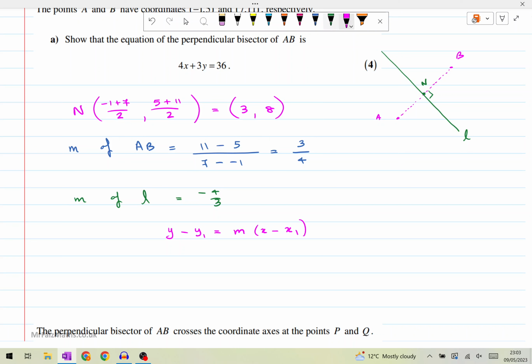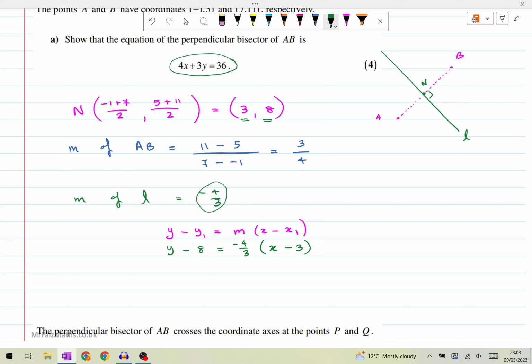So if we plug the values in, we have y minus y1, and the y coordinate is 8. For the gradient, we need to make sure we use the gradient of L and not the gradient of AB. So that's going to be -4 over 3 times x minus x1, which is the x coordinate, that's 3. Okay, so at this point, most of the time we might just expand the brackets and move the 8 to the other side and give the answer in y equals mx plus c form.